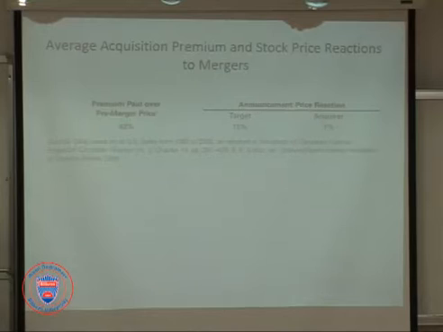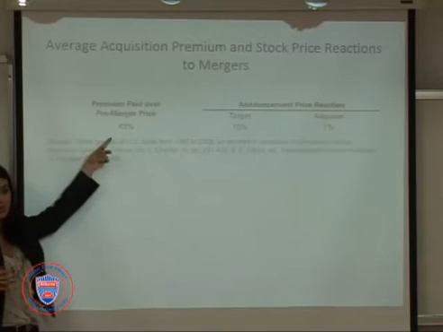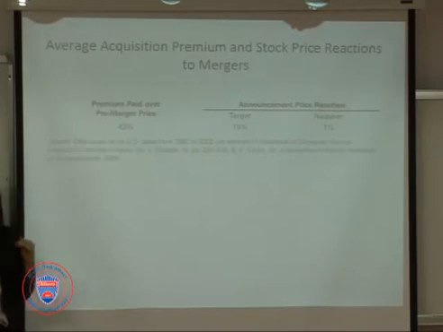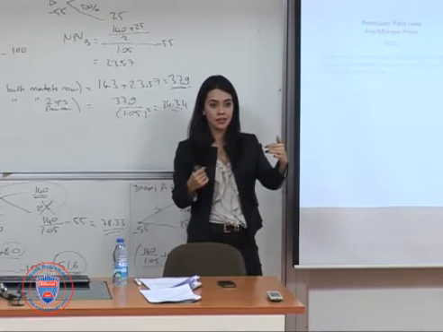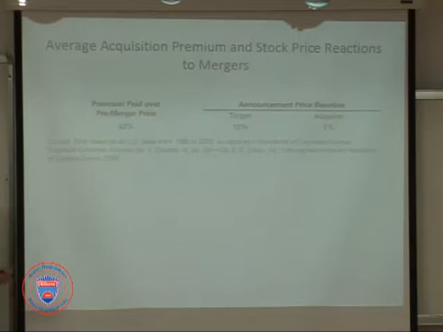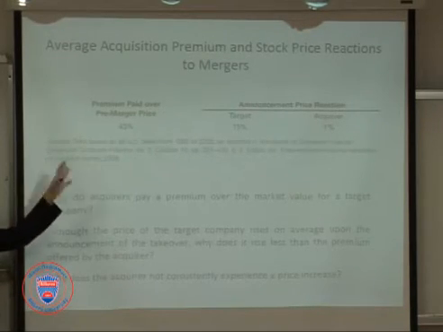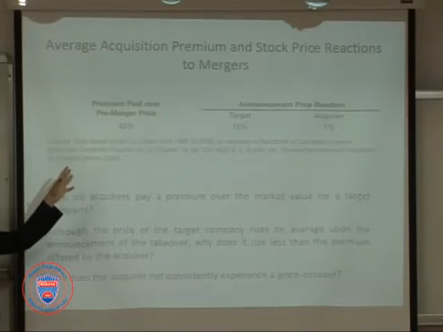And if you look at the evidence, this is what we have. For the US deals from 1980 to 2005, they look at acquisition premiums. They show that on average, companies pay 43% more than the market value of the target to acquire that company. And when we look at the announcement price reaction, target companies' stock increases by 15%. Acquirer stock price increases by 1%. So you guys were right. Target firms enjoy when there's an announcement of a merger.